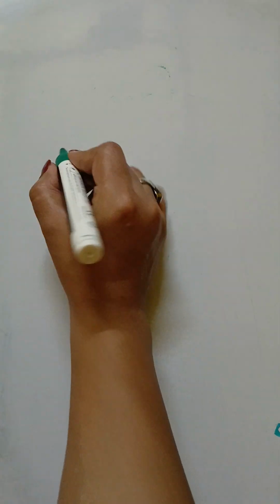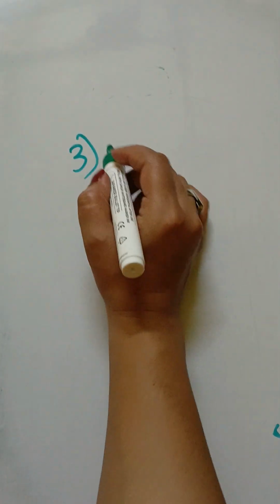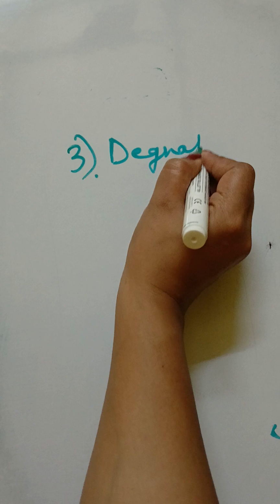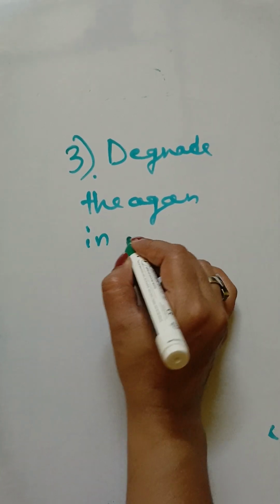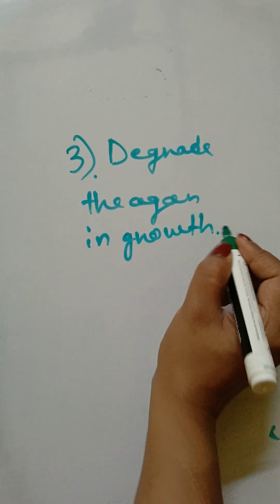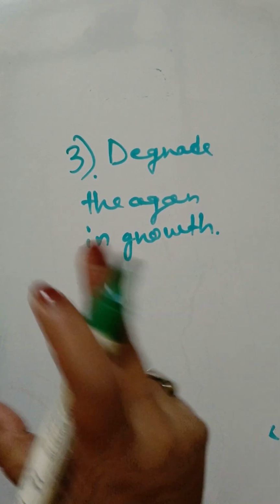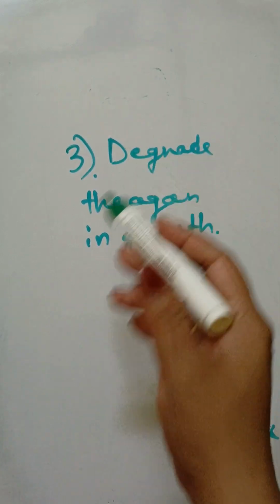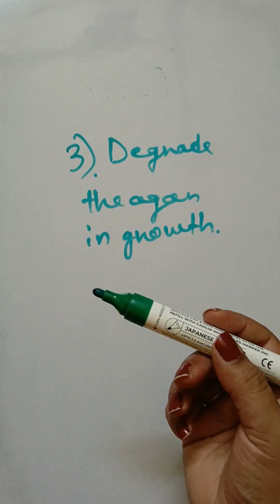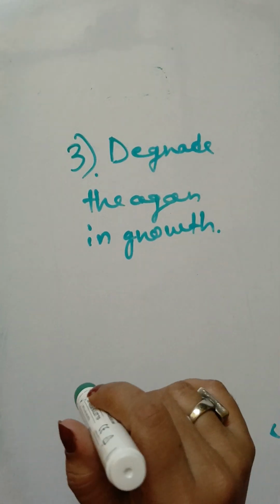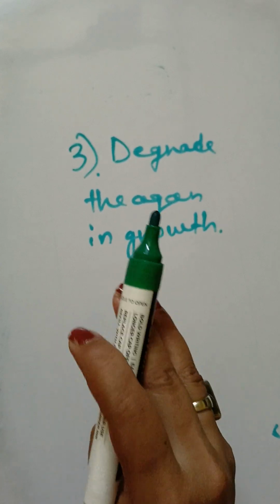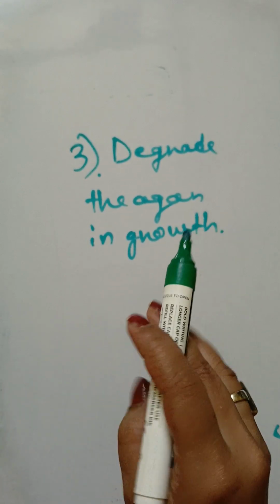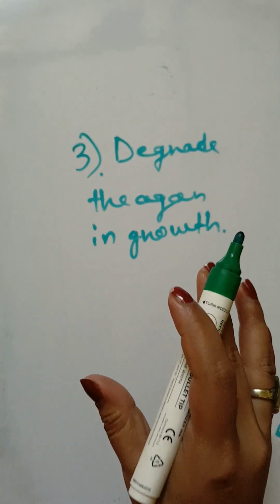And another very important thing: the bacteria, the microbes, cannot degrade the agar present in their growth media. Nutrient agar means the nutrient broth plus we have added 2% agar. The bacteria grown on this nutrient agar media cannot degrade the agar. It is also experimentally proved. So these are the 3 important properties of agar which make it a useful hardening agent for microbial growth media.